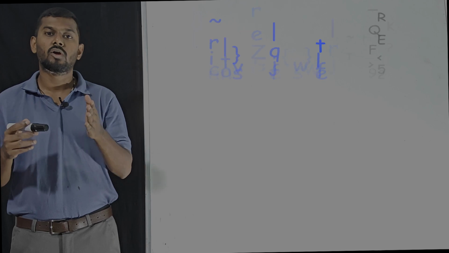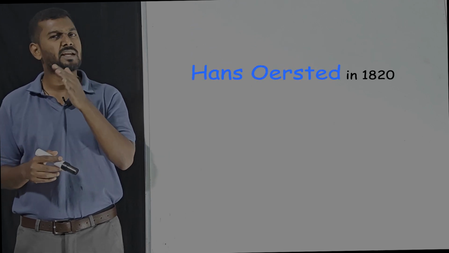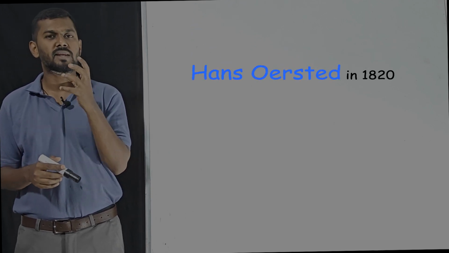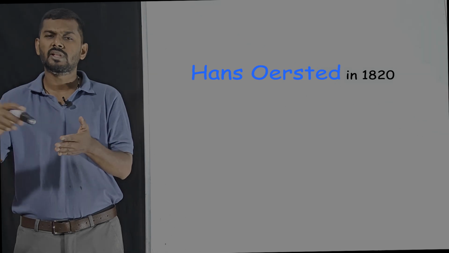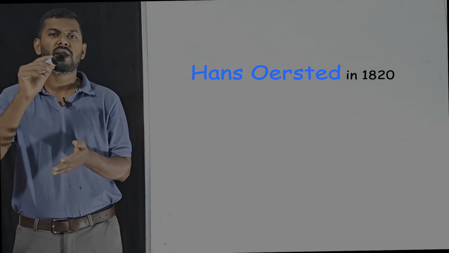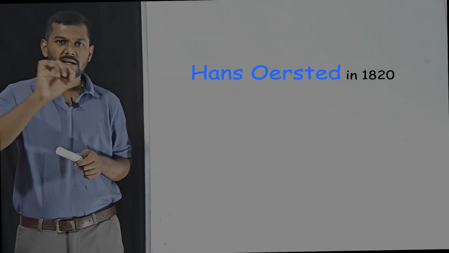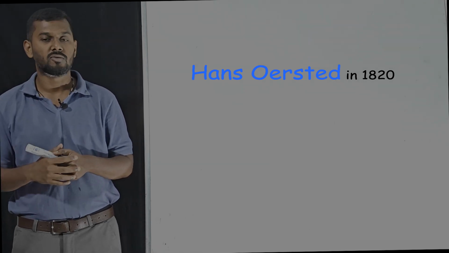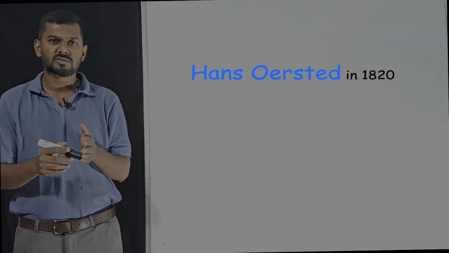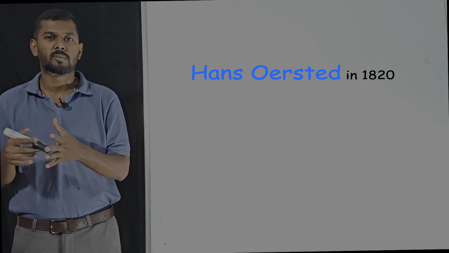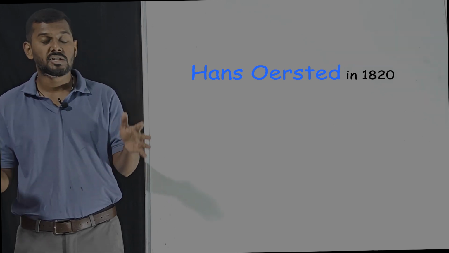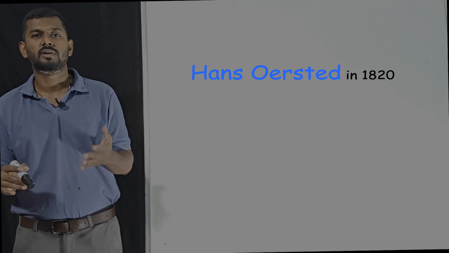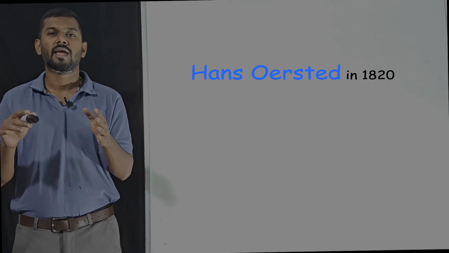There was a scientist called Hans Ørsted. In 1820, he was conducting an electrical experiment. During the experiment, he observed that a current carrying conductor, any conductor which is carrying a current, has a magnetic field around it. Based on this, he conducted many experiments, and at present we are taking so much advantage of these kinds of experiments.